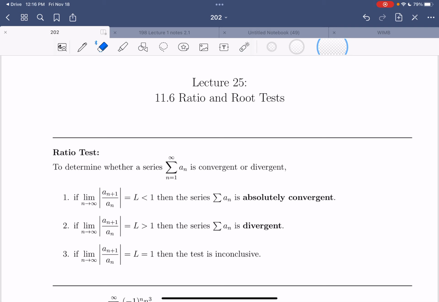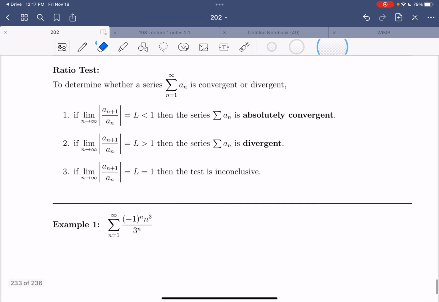Also, if you throw in n to the n and n factorial, it gets really tricky. So to the rescue comes the ratio test. The ratio test helps us determine whether a series is convergent or divergent using the following rules. We're going to look at the limit as n goes to infinity of the n plus 1th term divided by the nth term. So you plug in your n plus 1, divide that by your n, and we look at that limit.